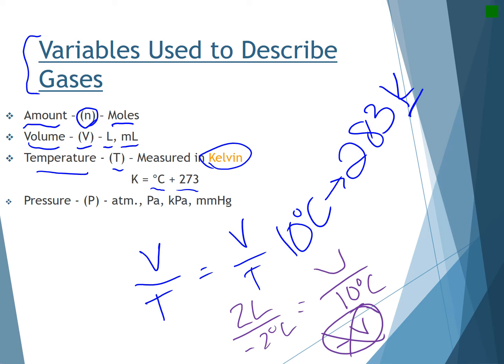So what they did was create the Kelvin system, where it will never go negative. There will never be a negative Kelvin temperature, and I'll explain that in another slide.